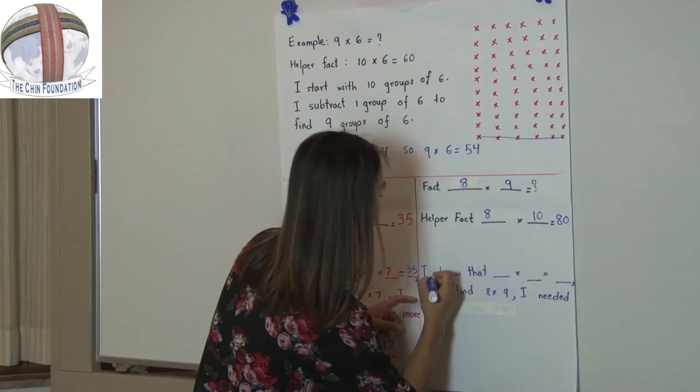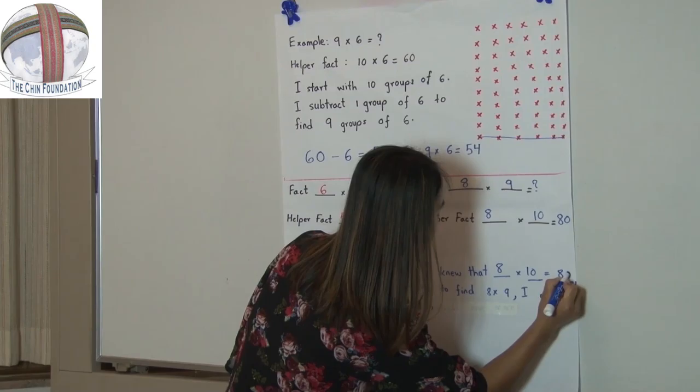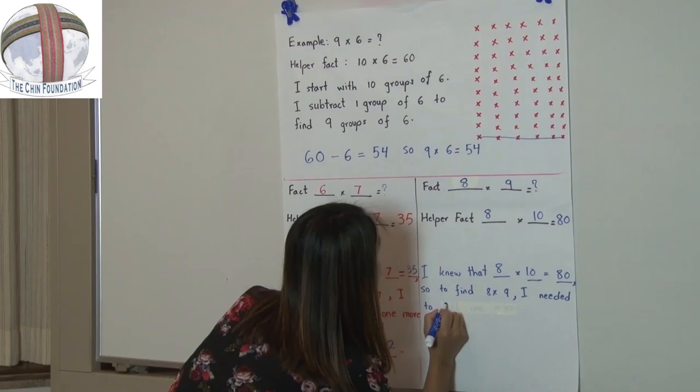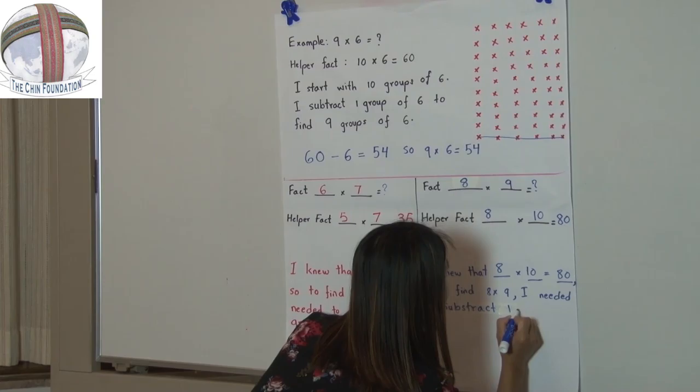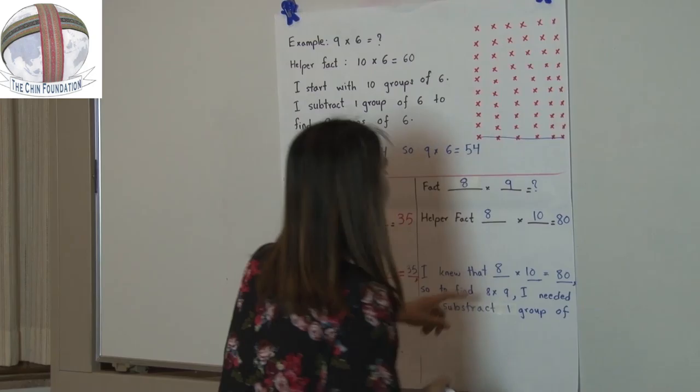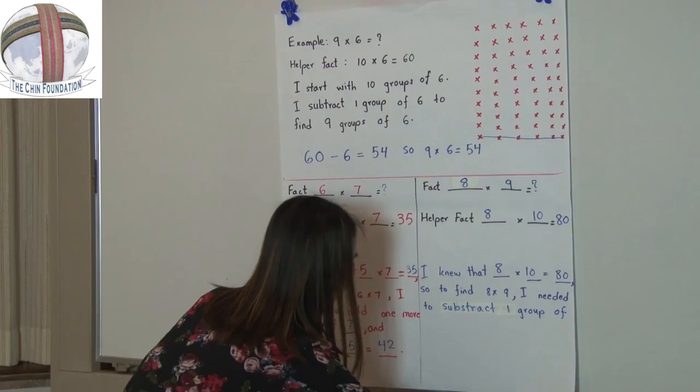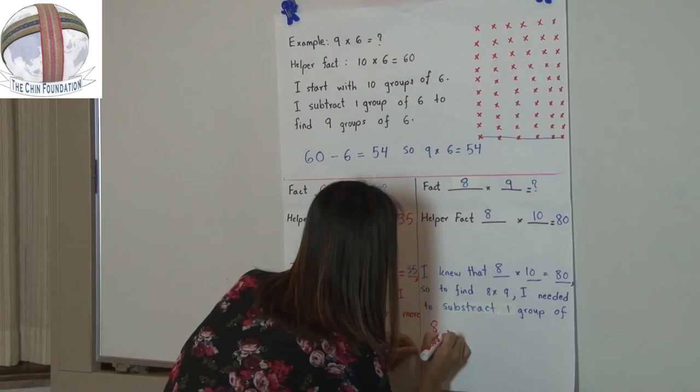I knew that 8 times 10 is 80, so to find 8 times 9 I needed to subtract or minus one group of eight. Try one group of eight.